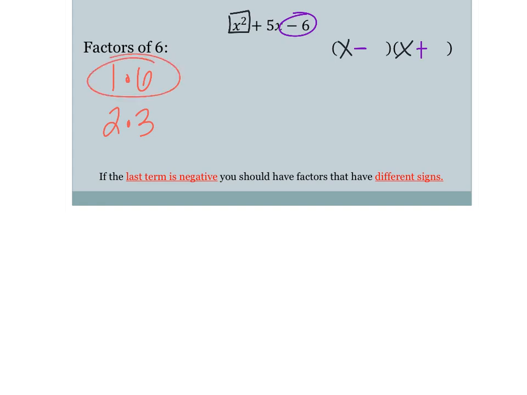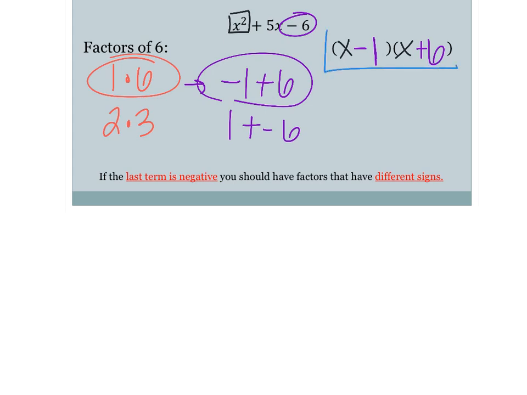Okay, so I know that one of them has to be negative and one of them has to be positive because the last term is negative. So the different combinations, we have a negative 1 plus 6 and a 1 plus negative 6. The only one that gives me a positive 5 is this top one. So negative 1, 6, final answer.